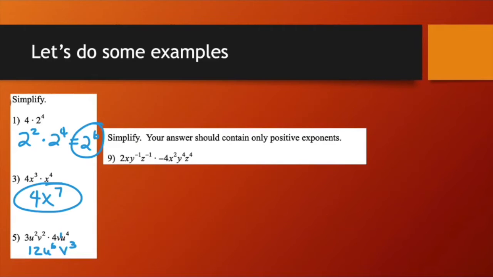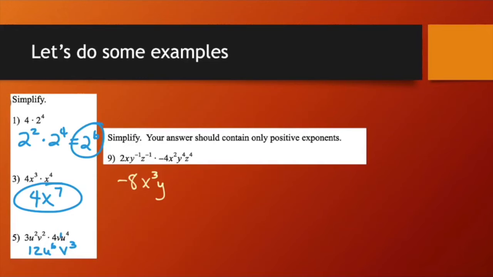Okay, we're going to do 9 now. So we're going to do the numbers. I have a 2, the coefficients out front. 2 and negative 4 make negative 8. Now I'm going to do the x's. I have a 1 over here and a 2 right there. So x to the what? X cubed. Yes. My y's. I have a negative 1 and a 4. Y cubed.